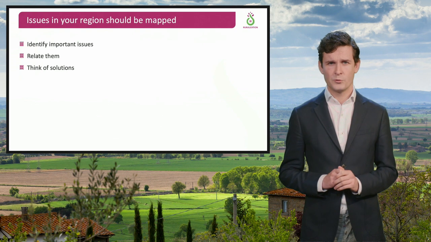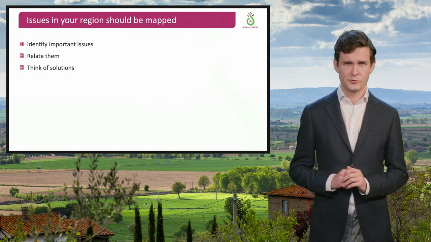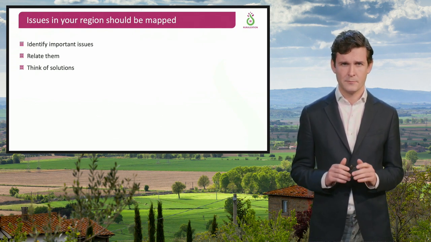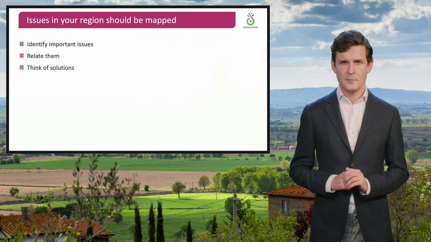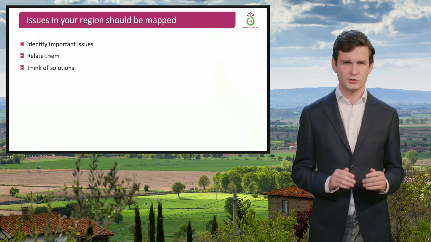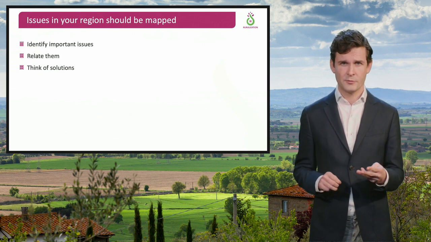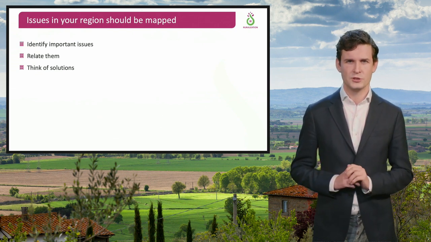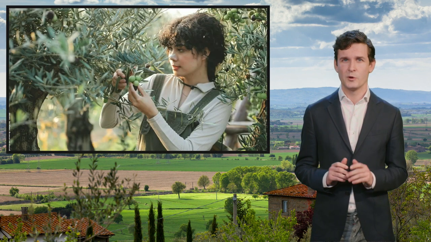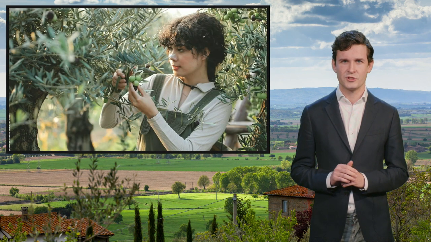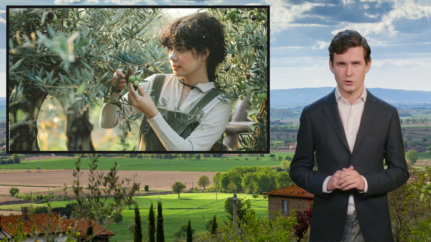The strengths, weaknesses, and opportunities for rural regions should therefore be mapped. By this, I mean that you identify which issues are important for a region, how they relate to each other, and what type of solutions could work to deal with them. If you succeed in this process, it will become clear what future strategies and concrete actions could work in the region of your interest.